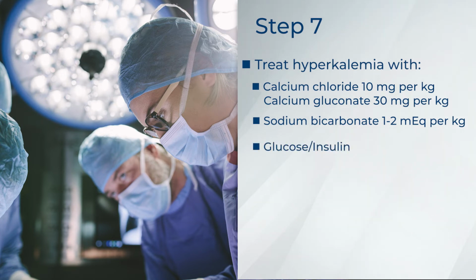Glucose insulin. For pediatric patients, 0.1 units regular insulin per kilogram IV and 1 milliliter per kilogram of 50% glucose. For adult patients, 10 units regular insulin IV and 50 milliliters 50% glucose. Furosemide, 0.5 to 1 milligrams per kilogram once, maximum dose 20 milligrams.